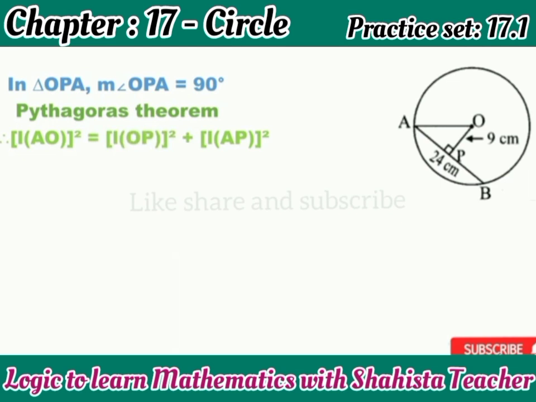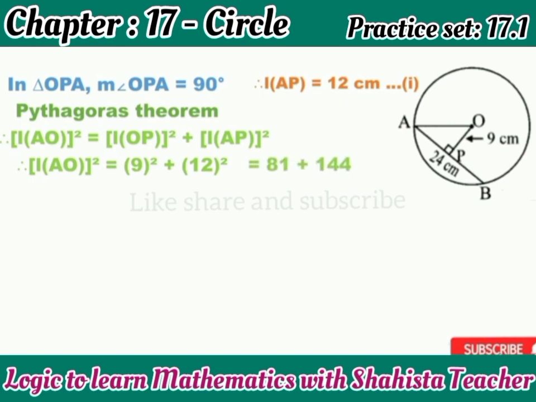We don't know the value of length of AO, since we are finding the radius, but we know AP is 12 centimeter. So AO square is equal to 9 square plus 12 square. 9 9s are 81, 12 12s are 144. After adding, 81 plus 144 we get 225. So length of AO square is equal to 225.